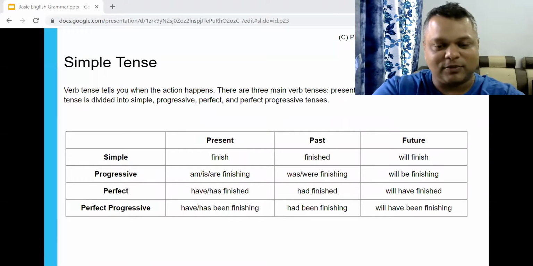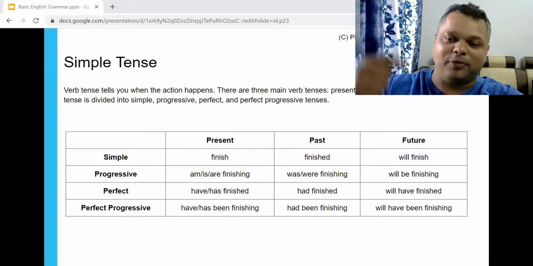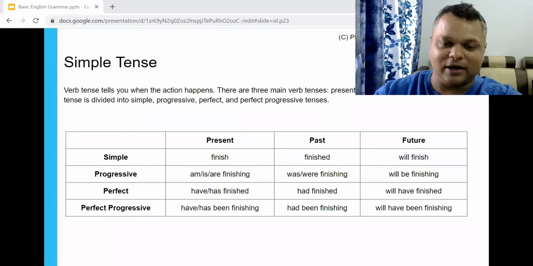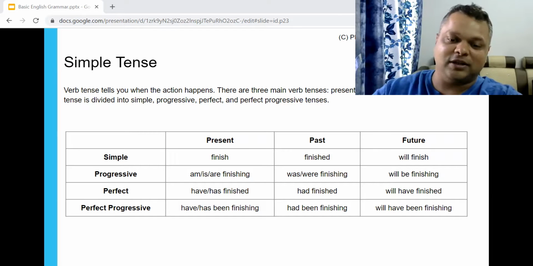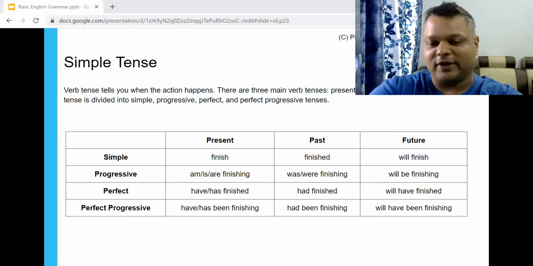So it's that simple. Now, what is progressive? Progressive tells you I am finishing the work right now. He is finishing the work right now. They are finishing the work right now. एक प्रोग्रेशन रहता है, वो सेंटेंस में वो वर्ब को एक प्रोग्रेशन देता है कि काम चालू है, अभी खत्म नहीं हुआ है, तो it is in progress. I am finishing, they are finishing, or whatever the case is.